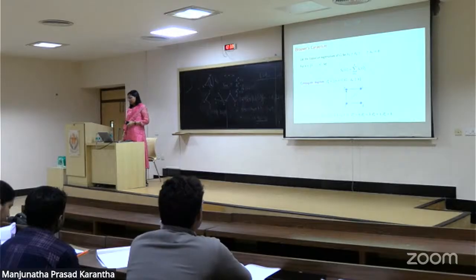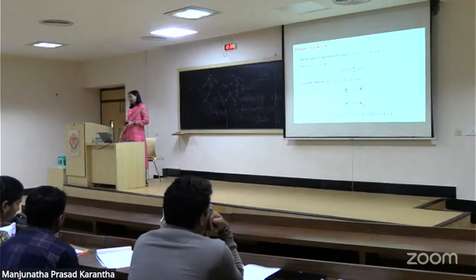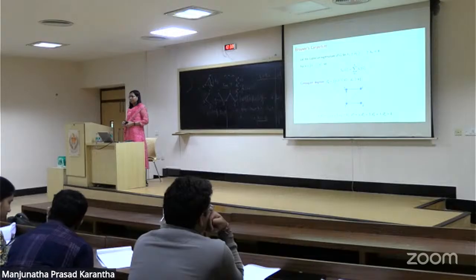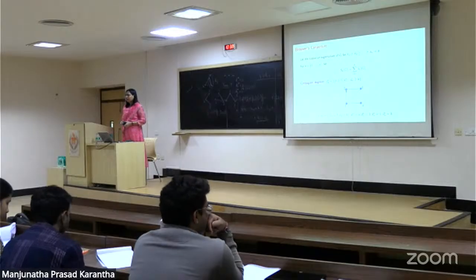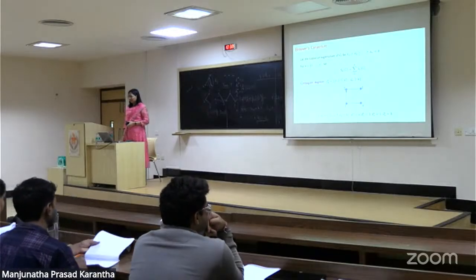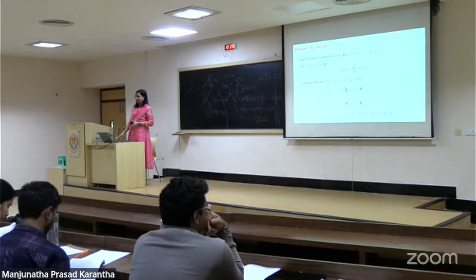So here in this example the degrees are 2, 3 and 1. But the conjugate degrees will be: d1 star is how many degrees are greater than or equal to 1, and that is all 4 vertices, so 4. And d2 star will be how many degrees are greater than or equal to 2, that is 3. Similarly you can compute. So d3 star will be 1 here and d4 star is 0.